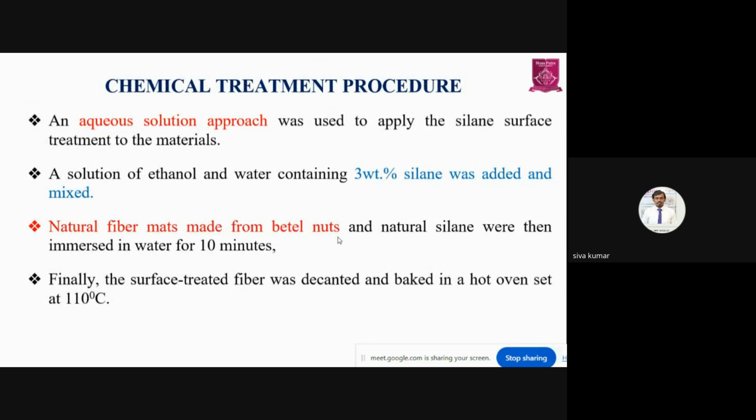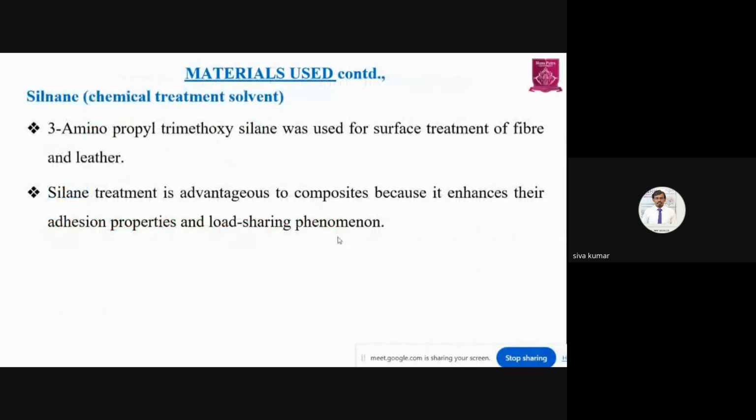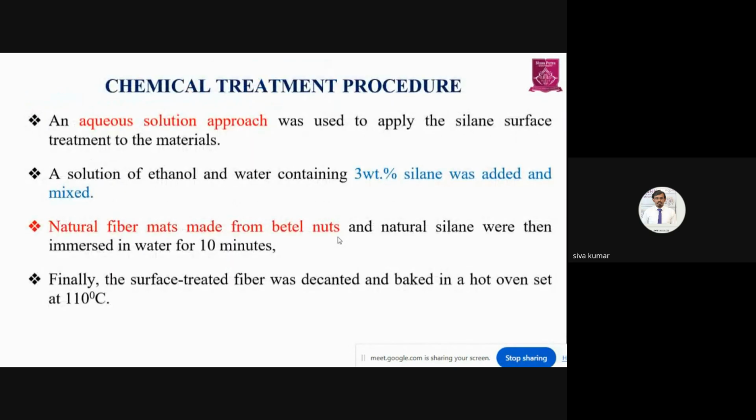And this is the procedure of how I did the silane treatment. I used an aqueous solution approach. I added 3% silane with water, 3% weight percentage. After that, I immersed the natural fiber mats and betel nut mats for 10 minutes in that chemical. After the chemical treatment using silane, I cured the panels, leather as well as betel nut, at 110 degrees Celsius.